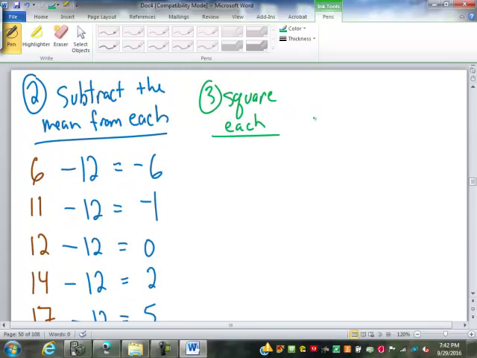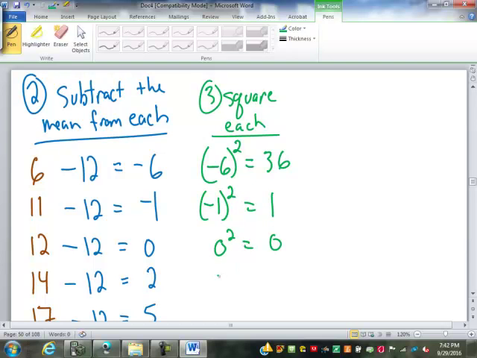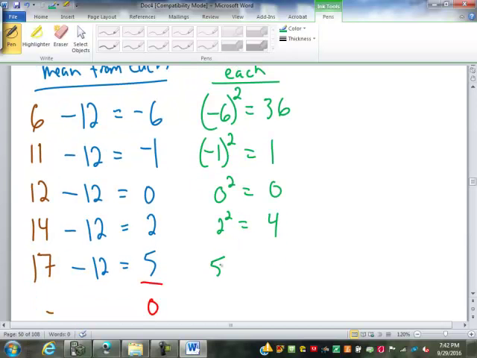So we do have to be careful here. When you put these in your calculator, negative 6 squared better be positive 36. Anything squared better be positive. Negative 1 squared would be 1. 0 squared, 0. 2 squared, 4. And 5 squared, 25. Again, make sure these numbers here are all positive. If you put it in your calculator wrong, if you don't use the parentheses, you just put in negative 6 and hit squared, it'll spit out negative 36, and that is not correct.